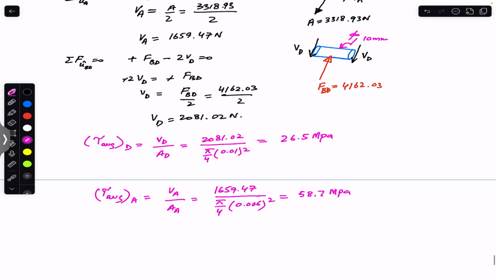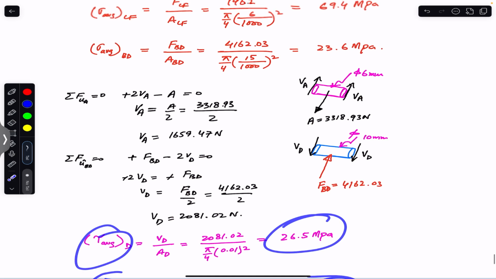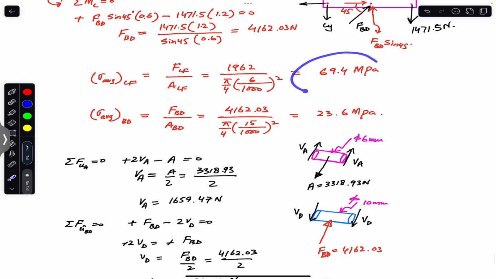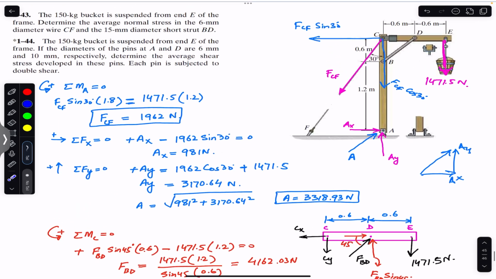So this is the shear stress in pin A and pin D, and these are the normal average stresses in that wire and in that BD strut. So this is the solution of these two problems.